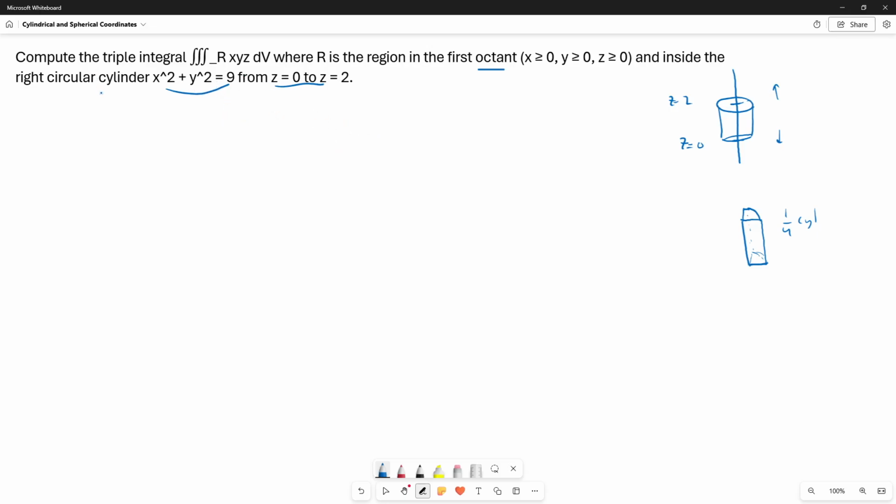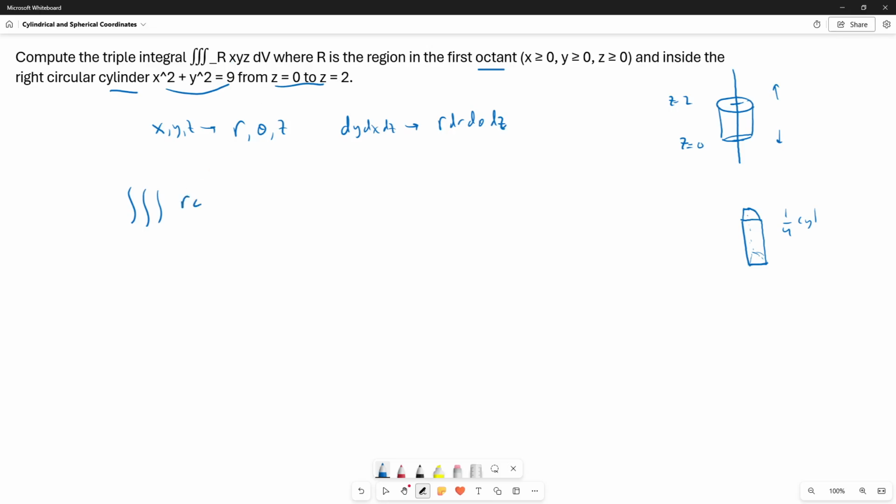So it sounds like cylindrical coordinates might be helpful. Instead of using x, y, and z, we will use r, theta, and z. And the volume element, which in x, y, and z would be dy dx dz, we will instead write as r dr d theta dz. So we'll set up the integral in cylindrical coordinates.